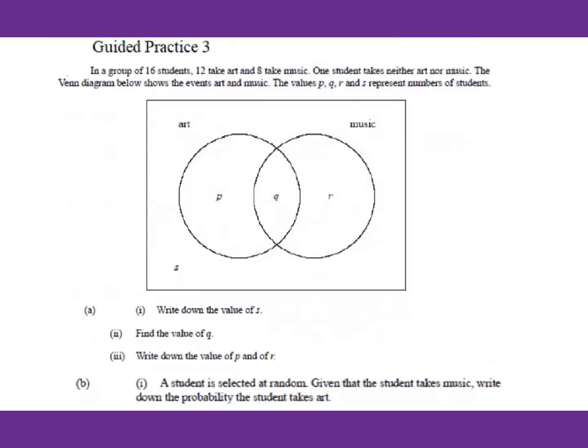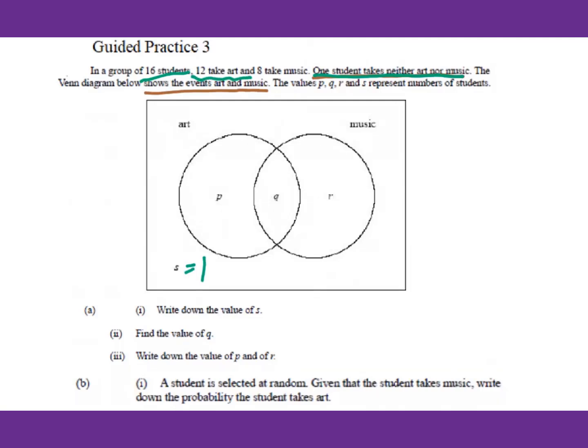Now let's go to guided practice 3. In a group of 16 students, 12 take art and 8 take music. 1 student takes neither art nor music. The Venn diagram below shows the events art and music. The values P, Q, R, and S represent numbers of students. Write down the value of S. Since only 1 student takes neither art nor music, S equals 1.